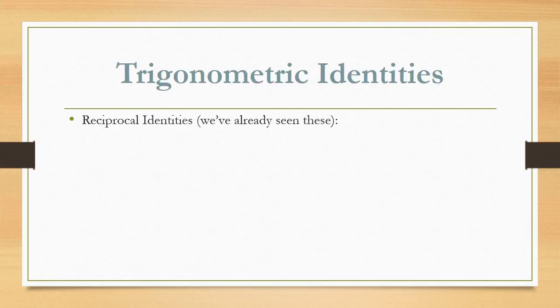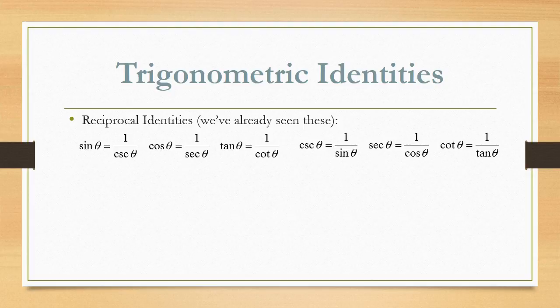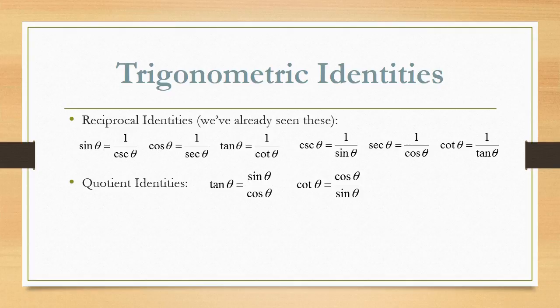Okay, so this is a summary of some identities. We've seen some of these already. The reciprocal identities we've already seen for sine, cosine, and tangent, and secant, cosecant, cotangent. We also have what are called quotient identities. And the quotient identities tell us that the tangent of an angle is sine over cosine, and the cotangent of an angle is cosine over sine. And these are identities you do need to know.